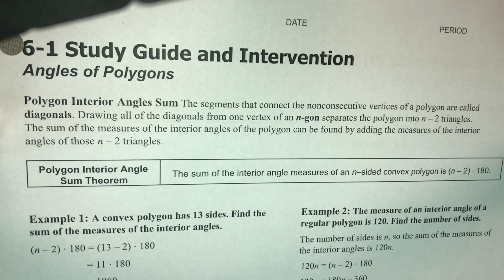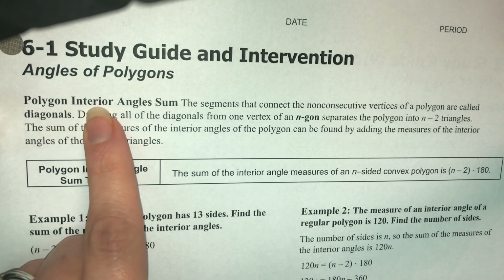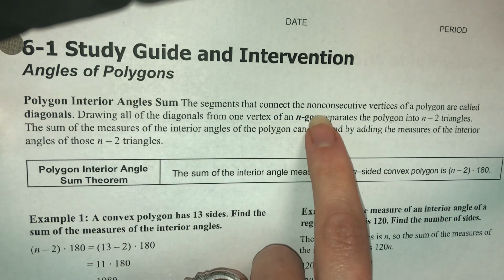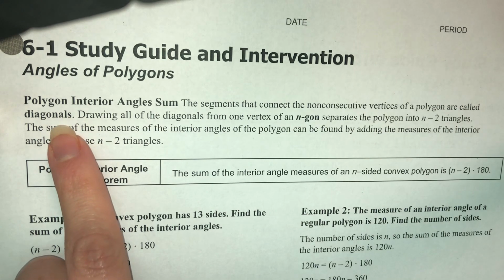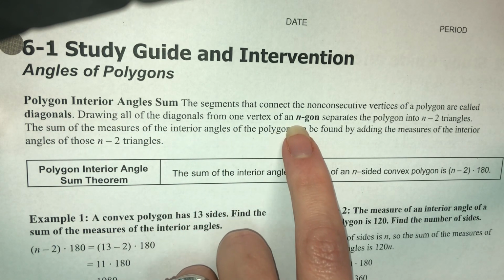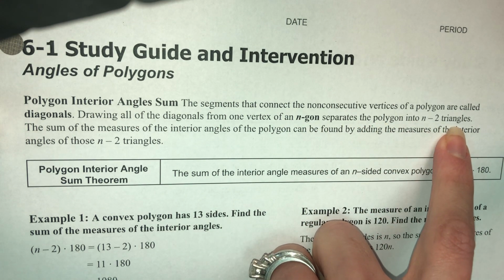Okay, today's lesson is about polygons. So the first thing we're going to learn about is the polygon interior angle sum. The segments that connect the non-consecutive vertices of a polygon are called diagonals. Drawing all the diagonals from one vertex of an n-gon separates the polygon into n-2 triangles.